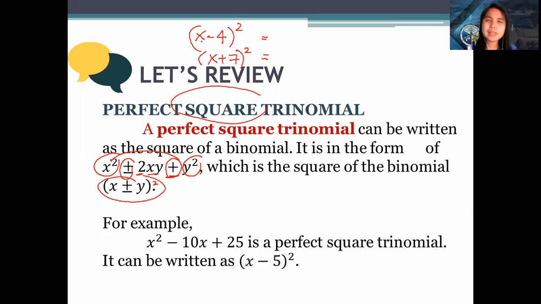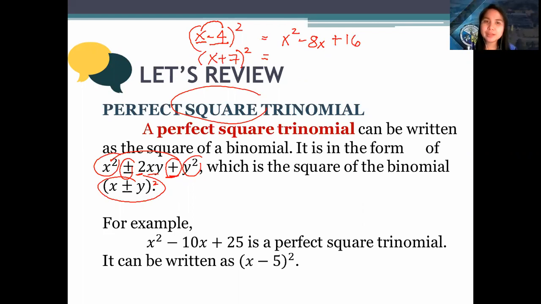For example, let's have this. Remember our special products in grade 8. Square the first, x squared. Next, you multiply the first and the last. So x times negative 4, that's negative 4x, times 2. So we have negative 8x. Then square the last, plus 16.